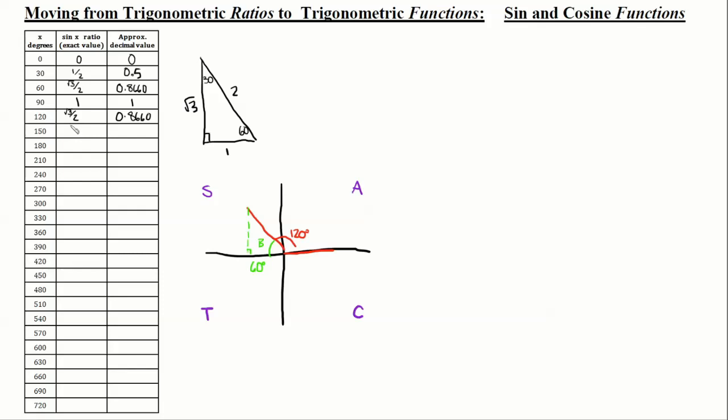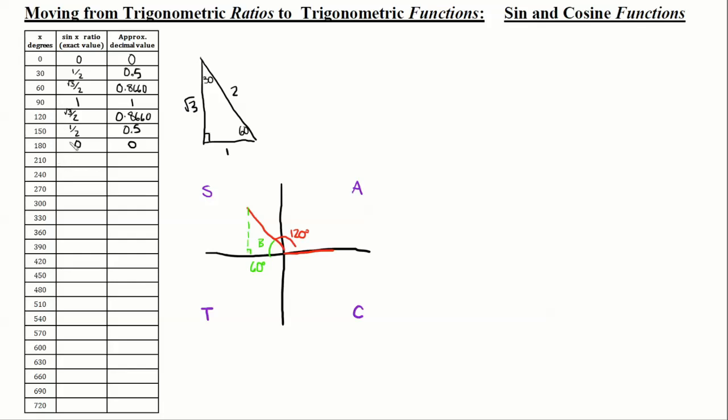For 150 degrees, that would give me a related acute angle of 30 degrees, sorry, which gives me a value of 1 over 2. Again, we're in quadrant 2, so sine is positive. 180 degrees, again, goes back to 0, because our related acute angle is 0 degrees.